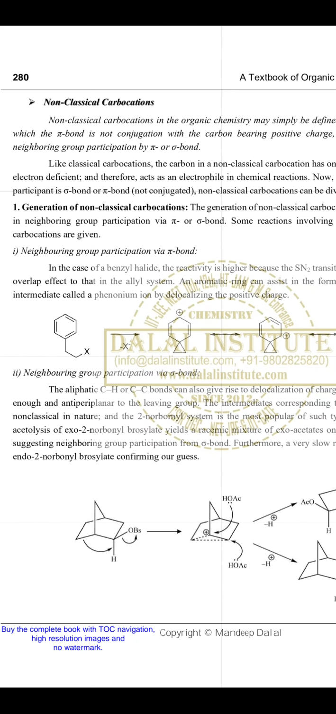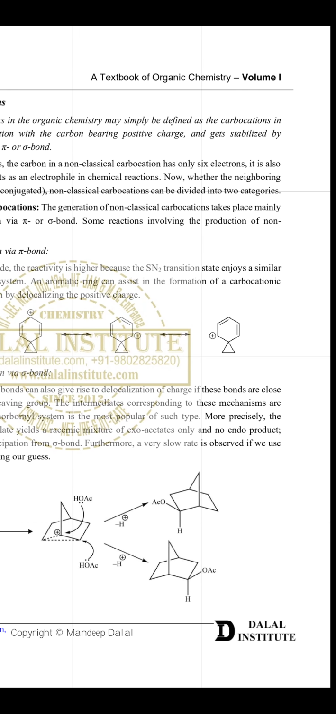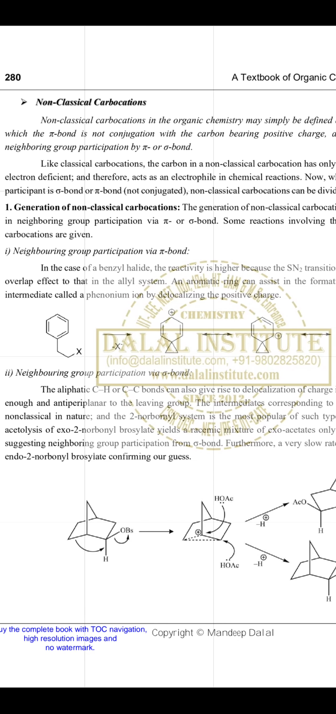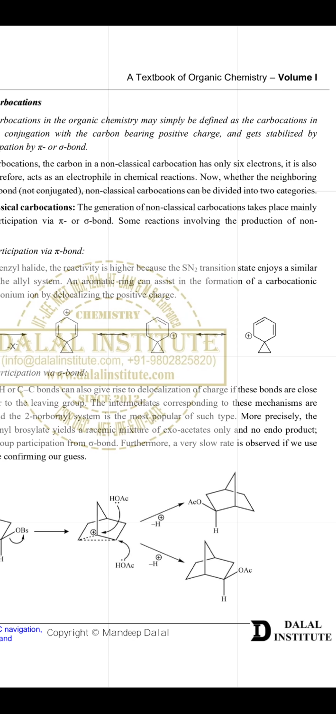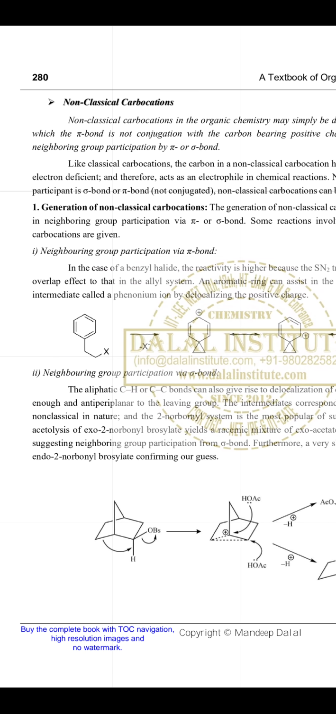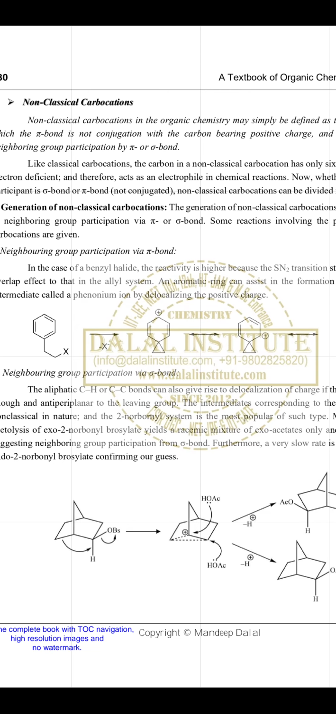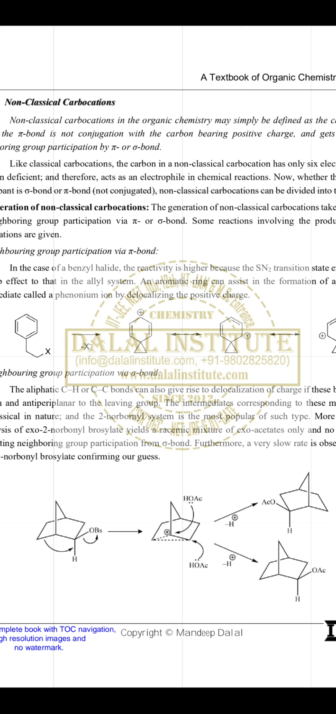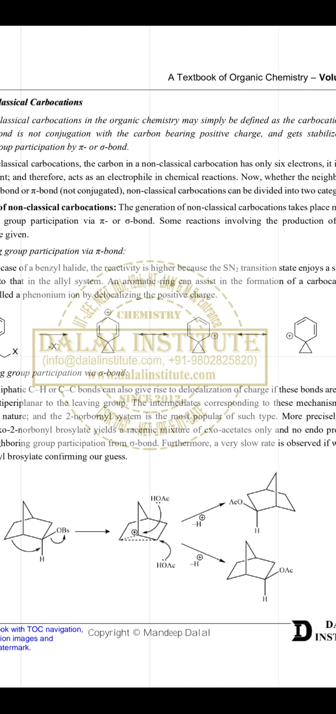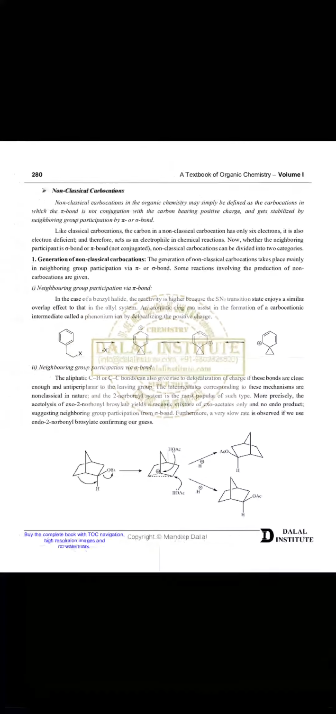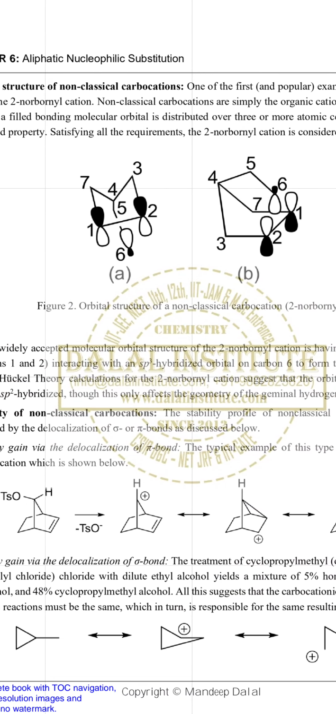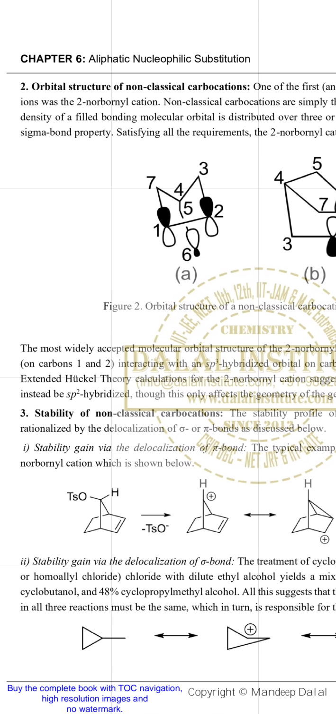Now non-classical carbocation. Non-classical carbocation in organic chemistry may simply be defined as the carbocation in which the pi bond is not conjugated with the carbon bearing positive charge and gets stabilized by neighboring group participation by pi or sigma bond. So generation of non-classical carbocation: neighboring group participation by pi bond, you can see here positive charge. Now this neighboring group is taking participation and forming a 3-member ring. Neighboring group participation by sigma bond, you can see the OBs removed and then the formation of this, and then there is a formation of these two products, exo or endo. So this is the orbital picture of non-classical carbocation in 2-norbornyl system.